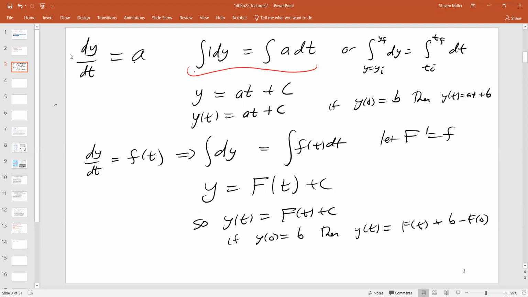So can we solve problems like this? What do we need to be able to do to solve a differential equation of the form dy dt equals f of t? So if we can do something, we can solve any equation of this form. What do we need to be able to do? I mean, it looks like I wrote down the answer. What must I be able to do for this to count as a solution?